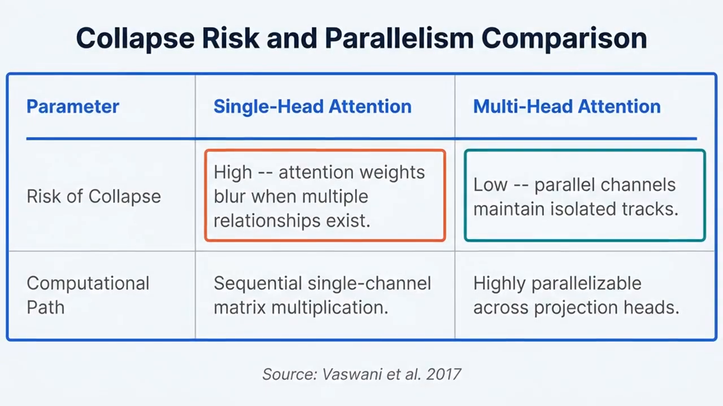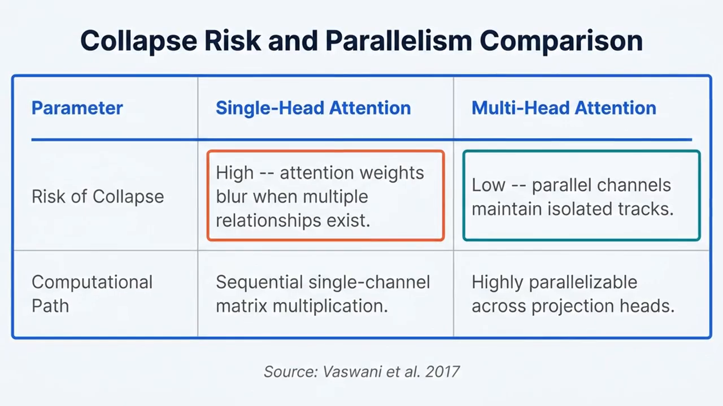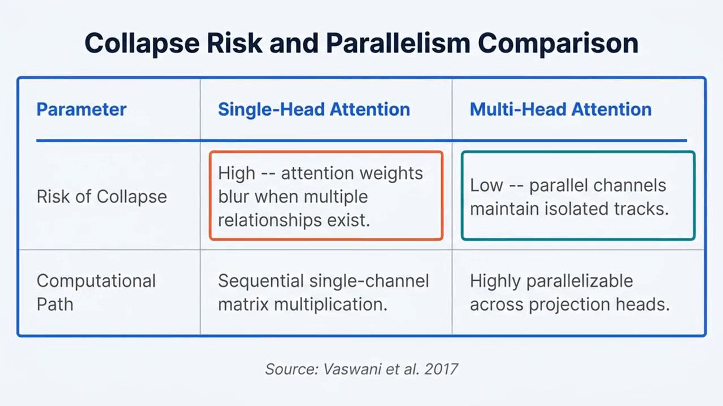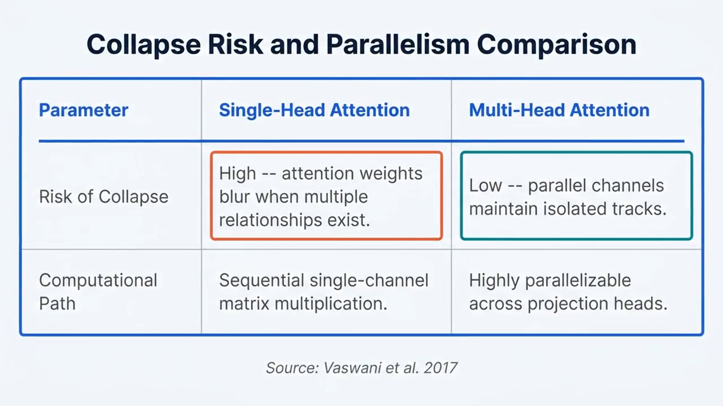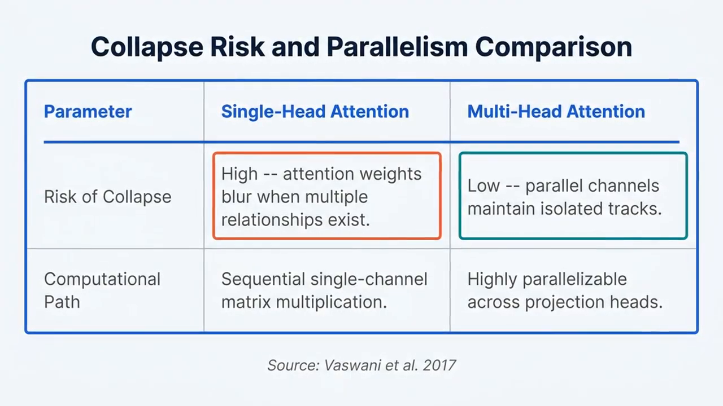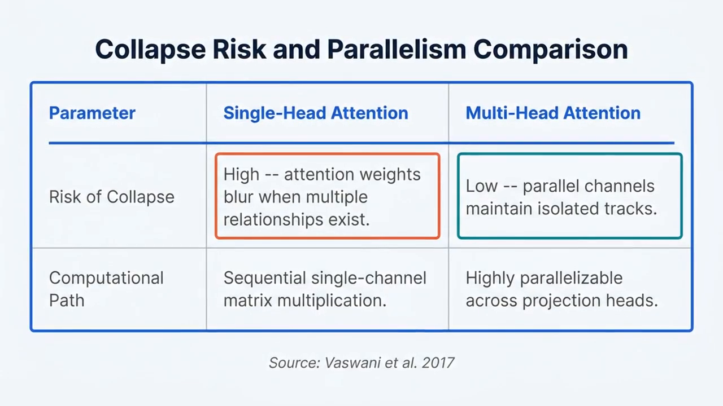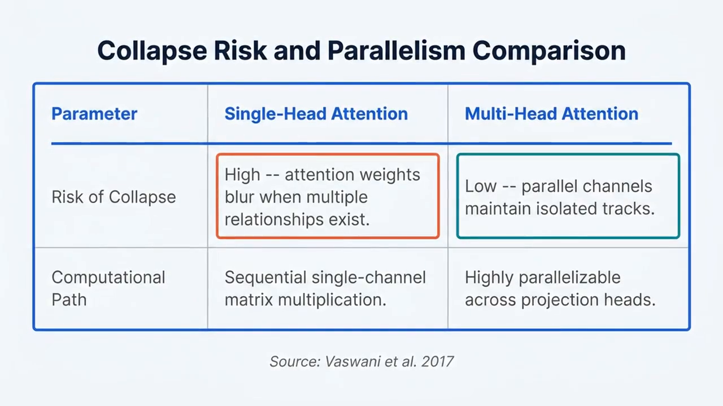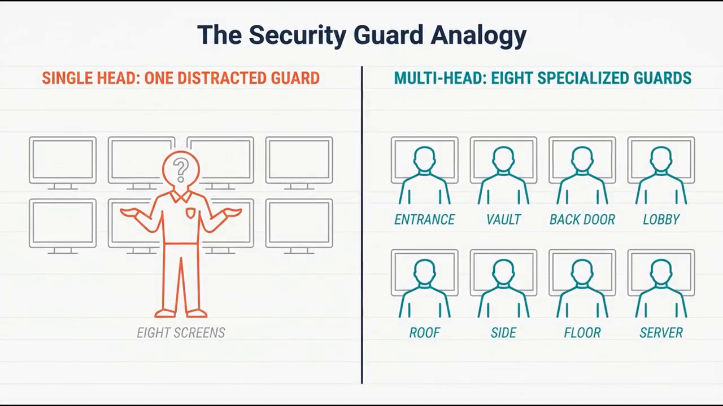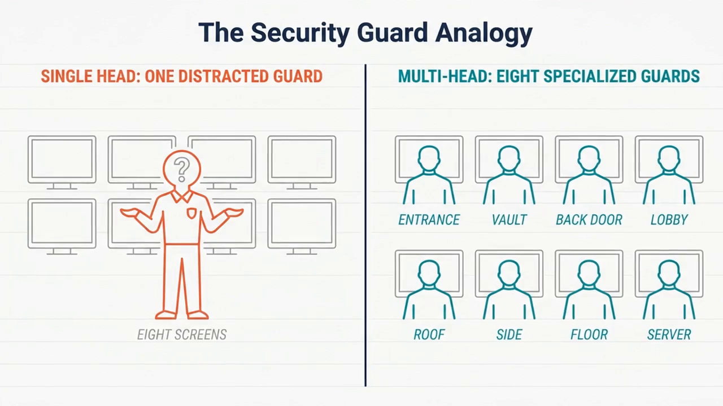Concerning the risk of collapse, single-head attention has a high risk because attention weights easily blur when multiple relationships exist, while multi-head attention has a low risk because parallel channels maintain isolated relationship tracks. As for the computational path, single-head attention uses sequential or single-channel matrix multiplication, whereas multi-head attention is highly parallelizable across multiple projection heads. Think of single-head attention like a single security guard monitoring a bank with 8 different television screens.